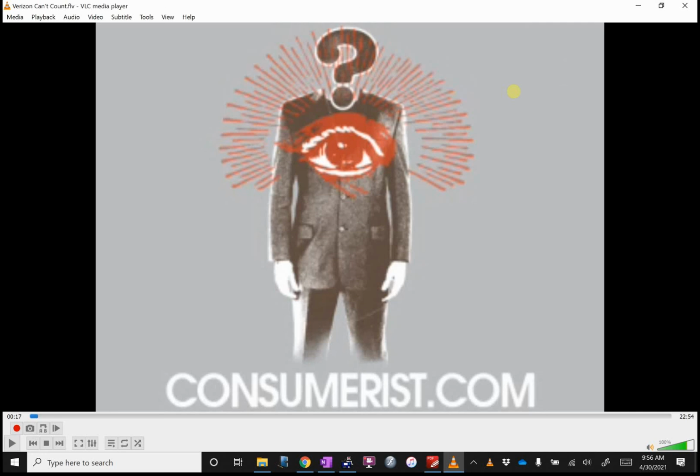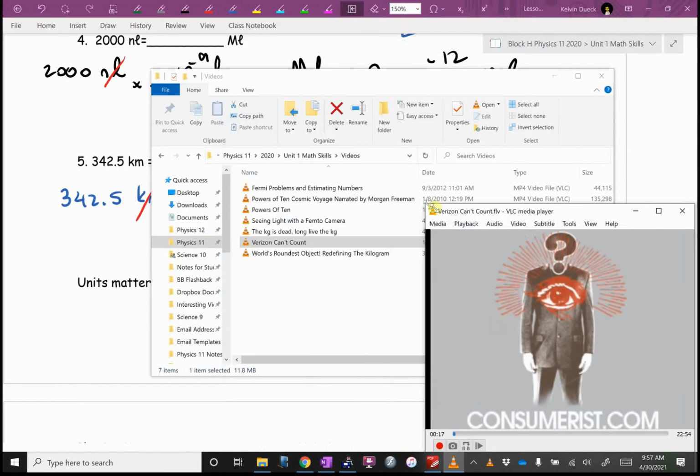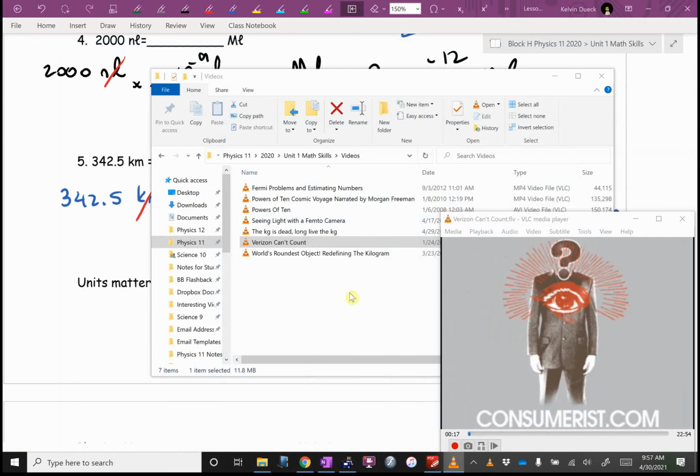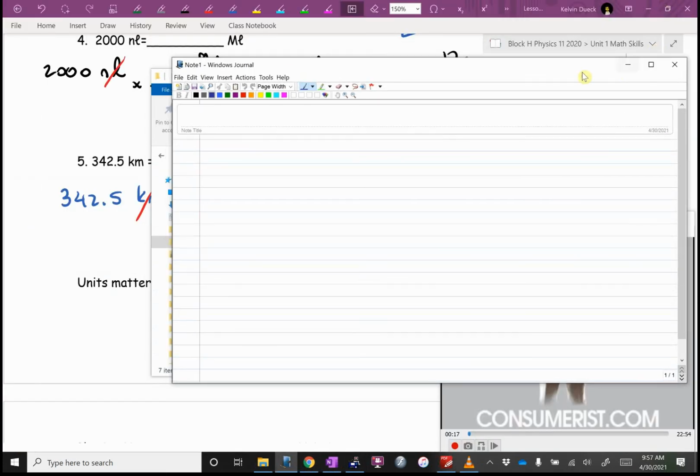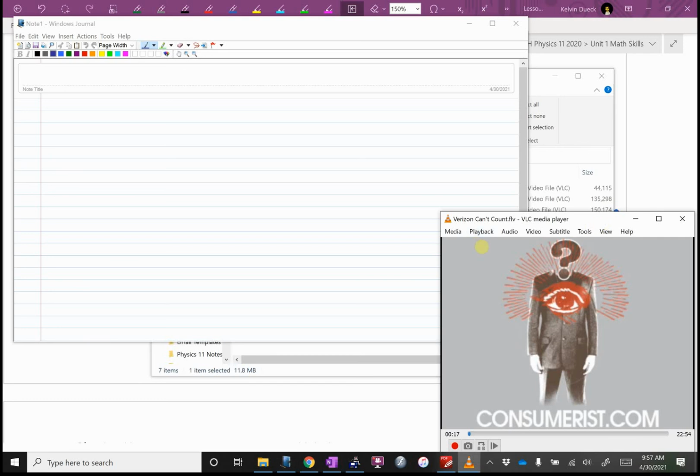So let's give you the background. George has already been on the phone for about half an hour, very patiently trying to explain something to Verizon. See if you can spot. I'm going to shrink this down so I can get a little writing window next to here. See if you can spot where Verizon's error is.